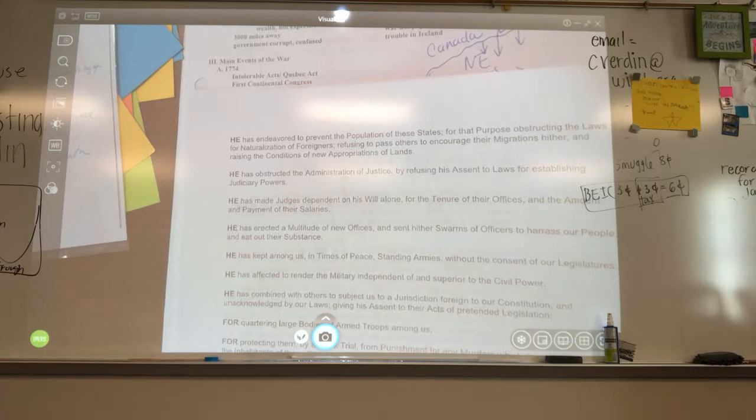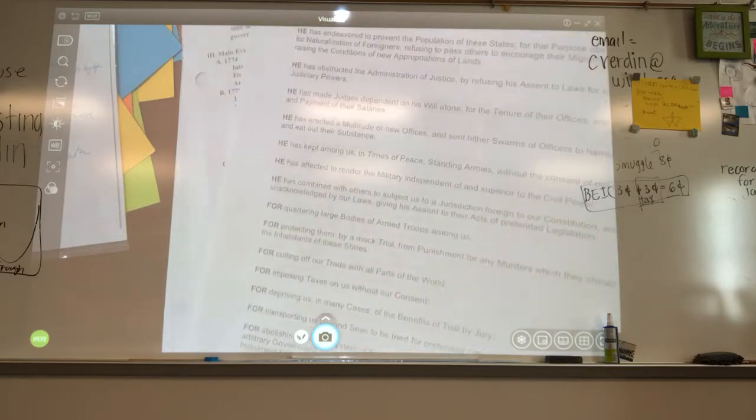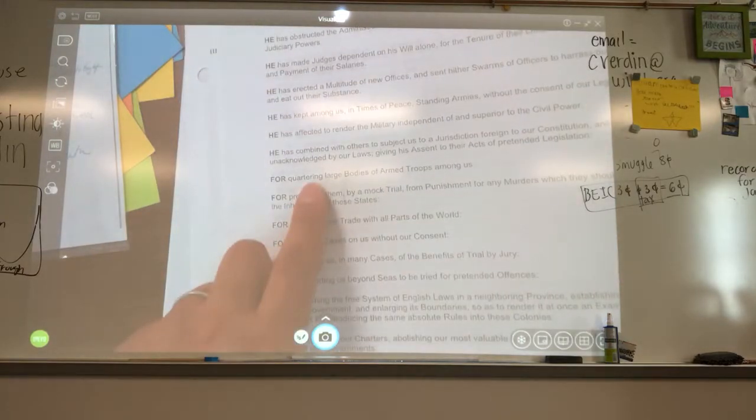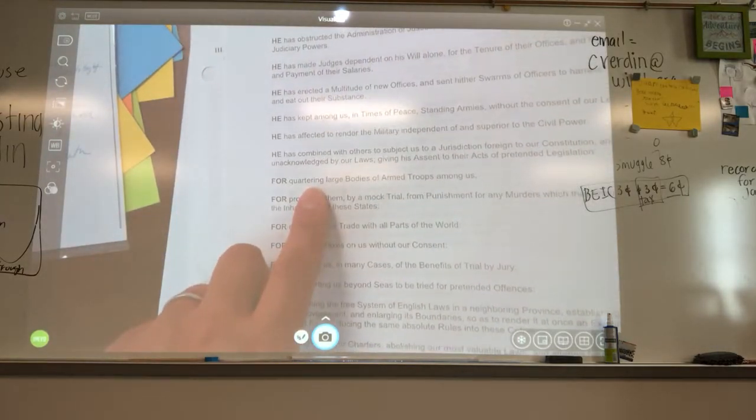He has kept among us, in times of peace, standing armies without the consent of our legislatures. What are they upset about? The Quartering Act. He has affected to render the military independent of and superior to the civil power. The military is superior to their government. For quartering large bodies of troops. Are they really upset about that still? Yes. Because they mention it twice.